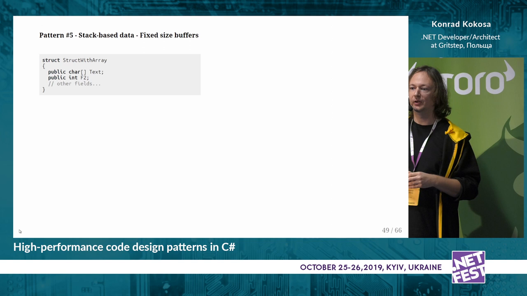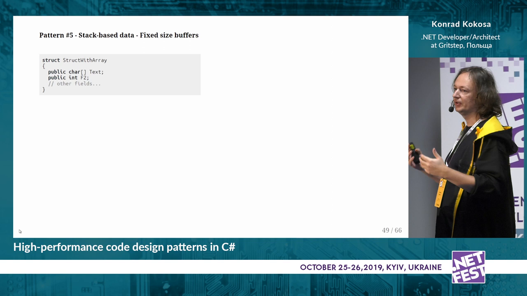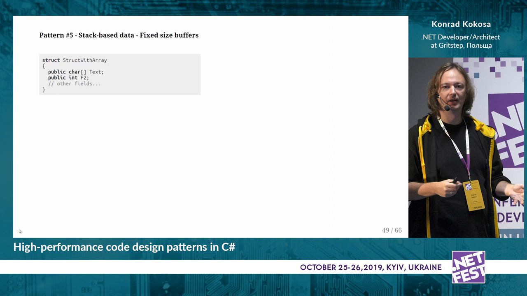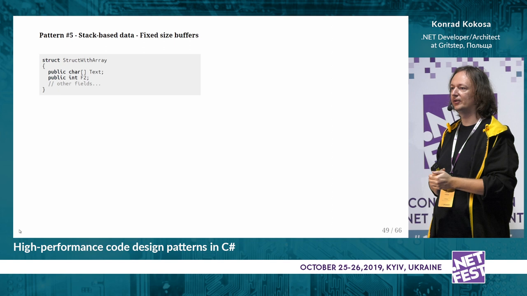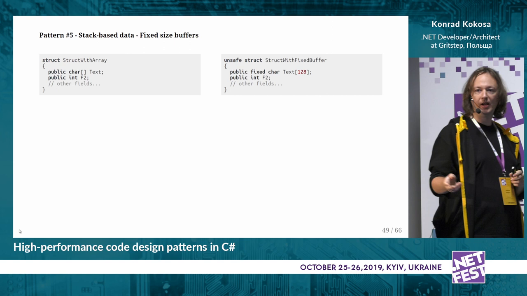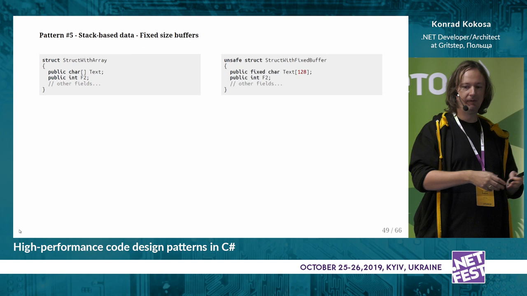Also fixed size buffers. We want to have big data, but good data locality. We have a struct, and the struct will be on the stack probably, but still we need some kind of array. And here we have an array in a struct, but this array is just a reference to an array that will be allocated somewhere else, not on the stack. So for us, this is still not everything on the stack. We can use fixed size buffers. This is also quite an old thing, but recently used more and more. It allows us to inline an array into a struct. And if this struct is on the stack, the whole array also will be on the stack.